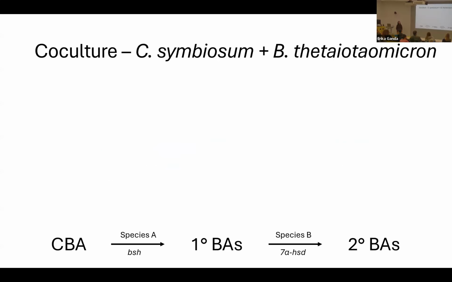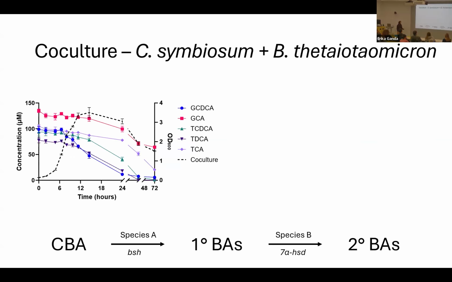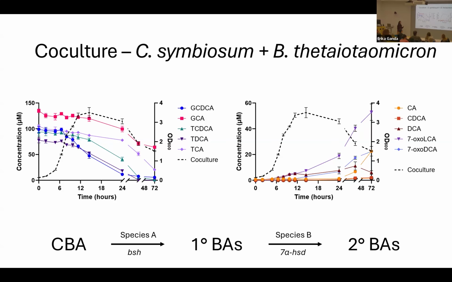But when we pair them together, I saw this really interesting thing where conjugated bile acids are disappearing from the media a little bit earlier than they did when C. symbiosum was by itself. And we're starting to see secondary bile acids appear without any production of any intermediates here. And when I was putting this figure together, I realized this was the only co-culture where this was happening. And I started scratching my head and getting a lot more curious about this observation. Like I said, in every other case, we saw the primaries as an intermediate step.